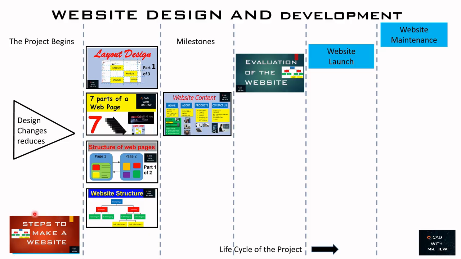So these are the different videos that I made previously to show you how to make a website. So we had a video on steps to make a website, another video showing website structure, then another one showing the structure of web pages, then the 7 main parts of a web page. Then we looked at 3 videos that showed you how to do the layout design of your web page. Then I also made another video on the website content and how to evaluate your website.